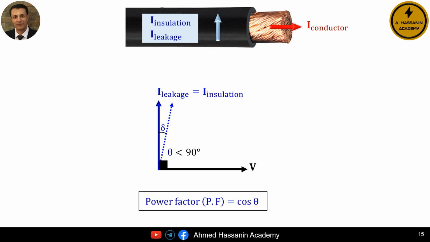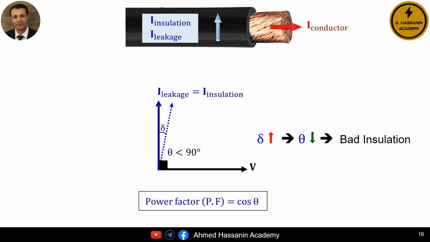However, the usual case is that the insulation is not ideal. This, of course, means the presence of some impurities or contaminants within the insulating material, whether in the solid insulation of cables or within the mineral insulating oil in transformers. Regardless of the percentage or the amount of impurities or contaminants within the insulating material, this will cause the angle of the insulation current to be less than 90 degrees by a certain angle, which we call the delta angle.